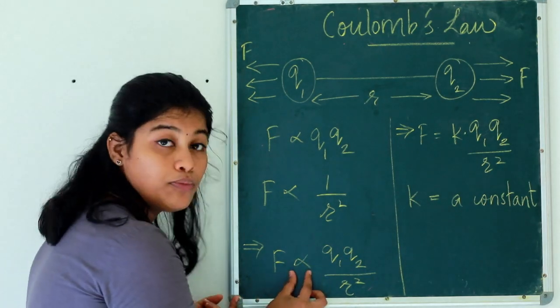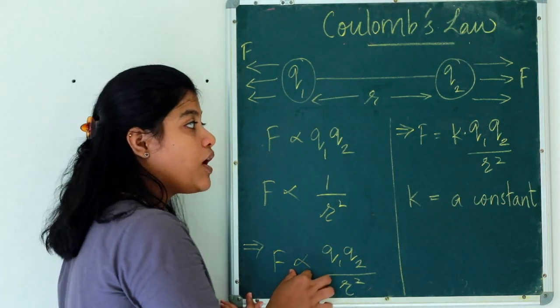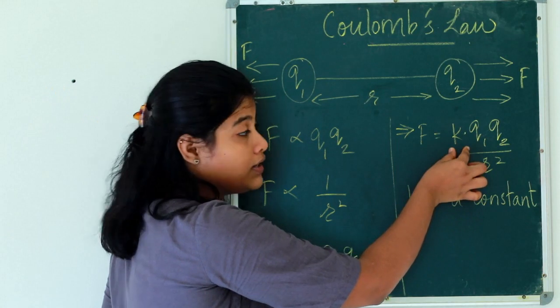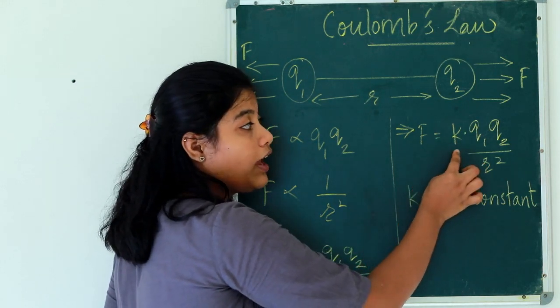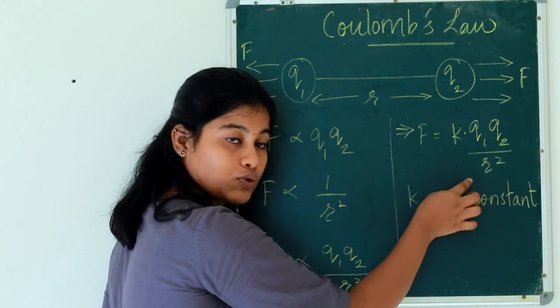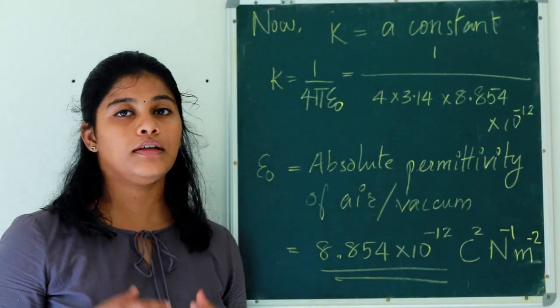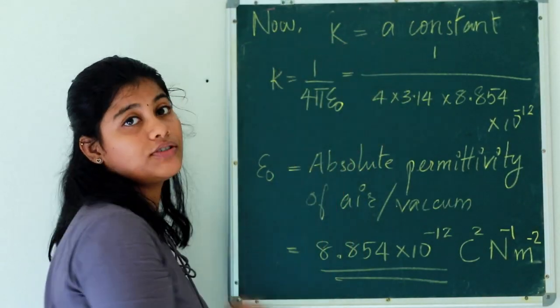So, in order to remove this proportionality, we are introducing a constant here, that is F is equal to K into Q1 Q2 by R square, where K is a constant. Now I said that K is a constant.